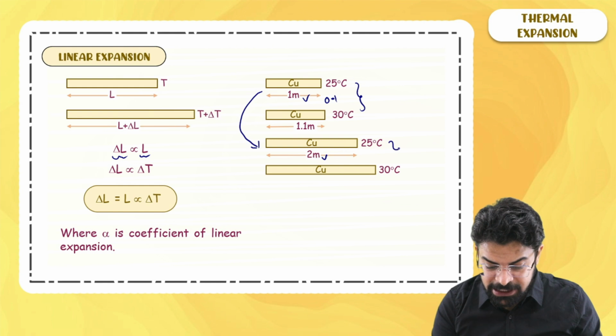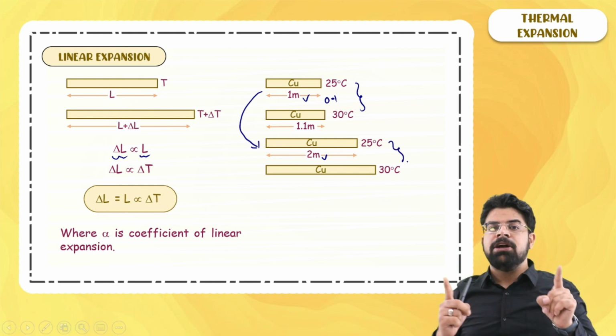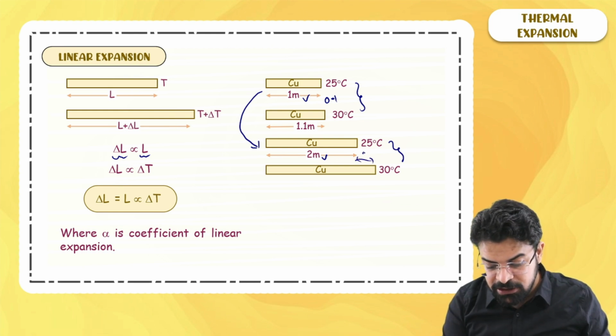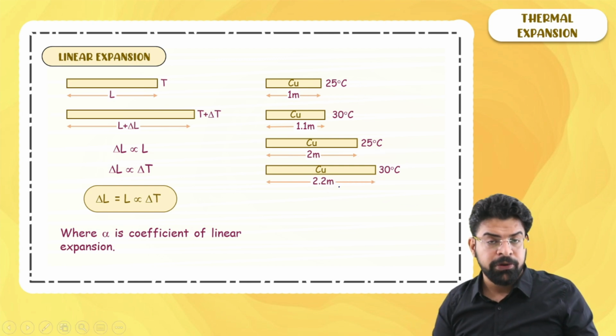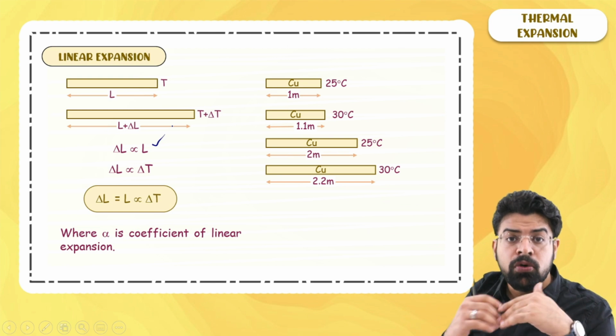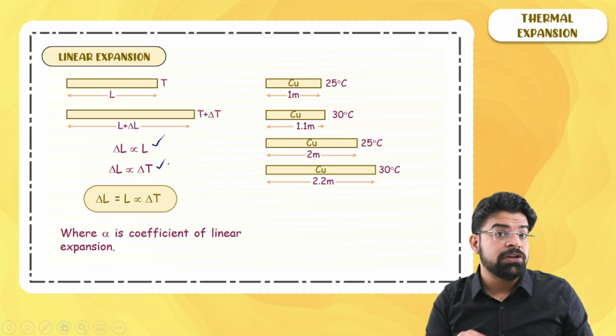So for the same increase in temperature, since the length of the copper rod has doubled, the change in length will also double. So now this time the change in length will be 0.2 meter, and hence the final length will be 2.2 meter. So the first thing tells us the change in length is directly proportional to the original length. Second thing tells us the change in length is directly proportional to the change in temperature.